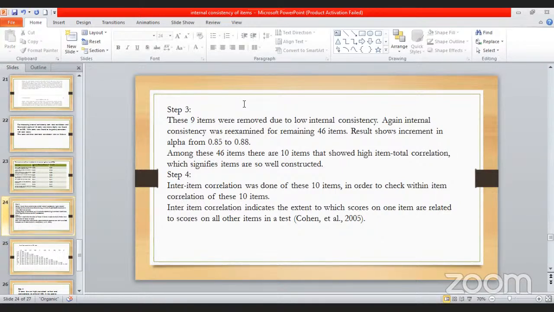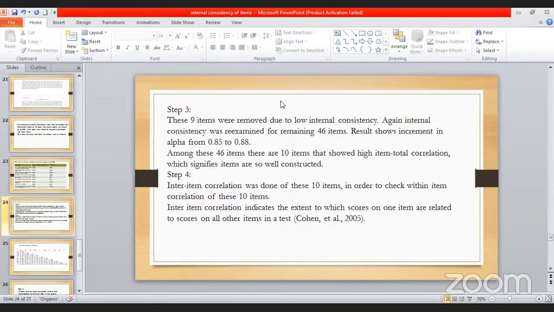So in case of this particular questionnaire, the pro-environmental attitude questionnaire, there were 55 items at first. Then we have done the item total correlation and measured the Cronbach's alpha. The item total correlation reveals there are 9 items that are very poorly consistent. So we remove those items in order to increase the internal consistency, and we re-examine the Cronbach's alpha, and it shows the increment in alpha from 0.85 to 0.88. Clear after this? Yes.